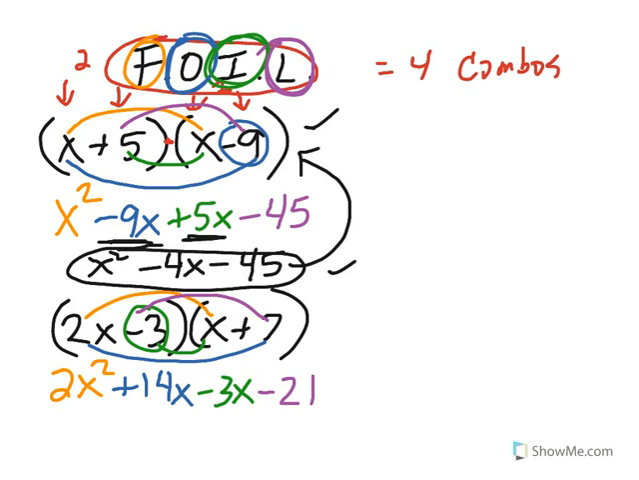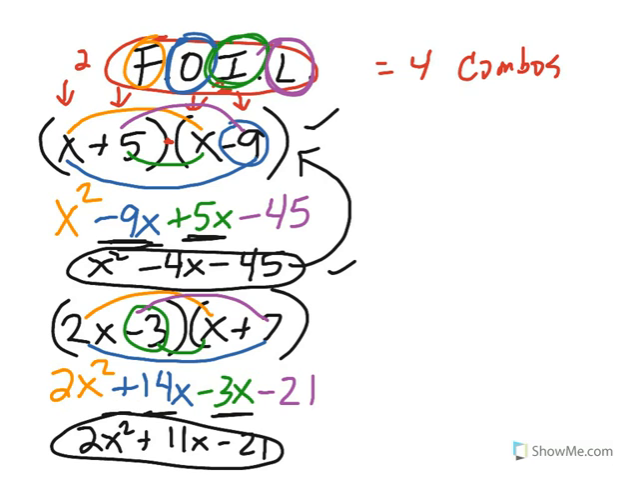As we look at what we have left over, we still have a couple of terms that happen to be the same. Are they always going to end up in the middle like that? Not necessarily, but a lot of times you will see the same patterns emerge. 14x and negative 3x, when I add those together, I get positive 11x. Over here I got 2x squared, and over here I have negative 21. So there's my resulting polynomial.